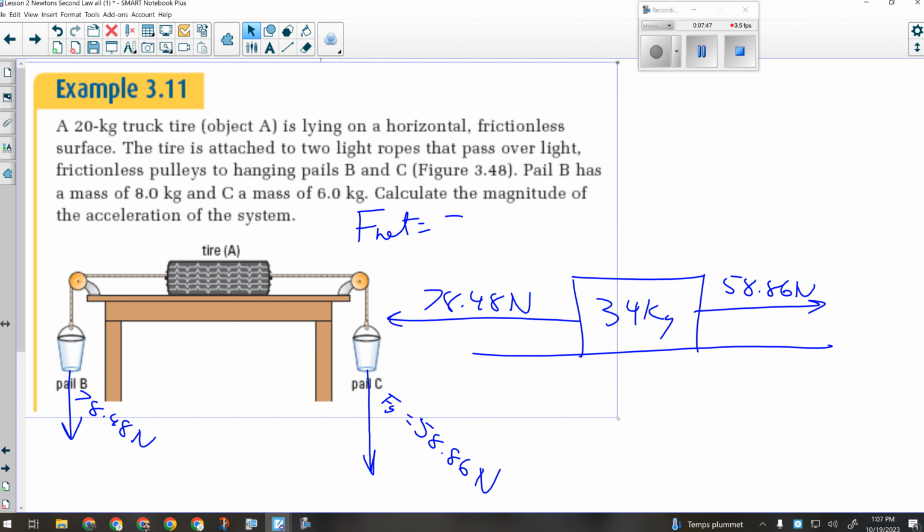sum of all forces. 78.48 minus 58.86 is 19.62 newtons, if my math is right.